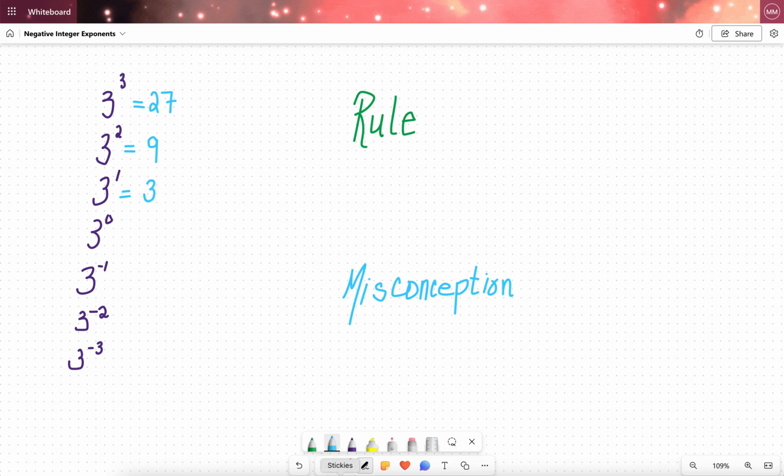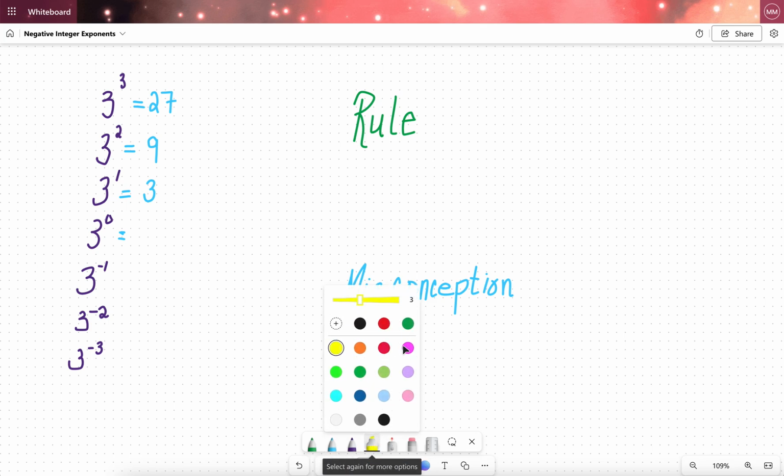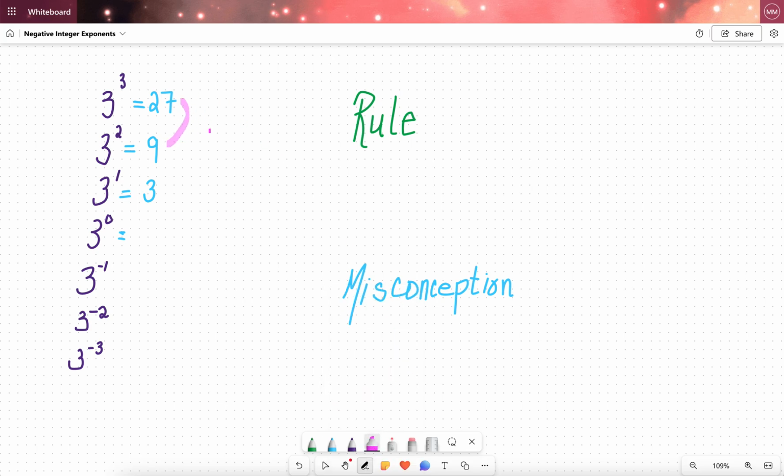I'd ask my students, well, what do you see is happening? We're getting to 3 to the 0th. And before we know if they know 3 to the 0th, awesome, but do they really see and know what's happening? So I might say, well, let's just look here. From 27 to 9, mathematically, what's happening? And my students might say, oh, well, I'm dividing by 3. I say, well, that's awesome.